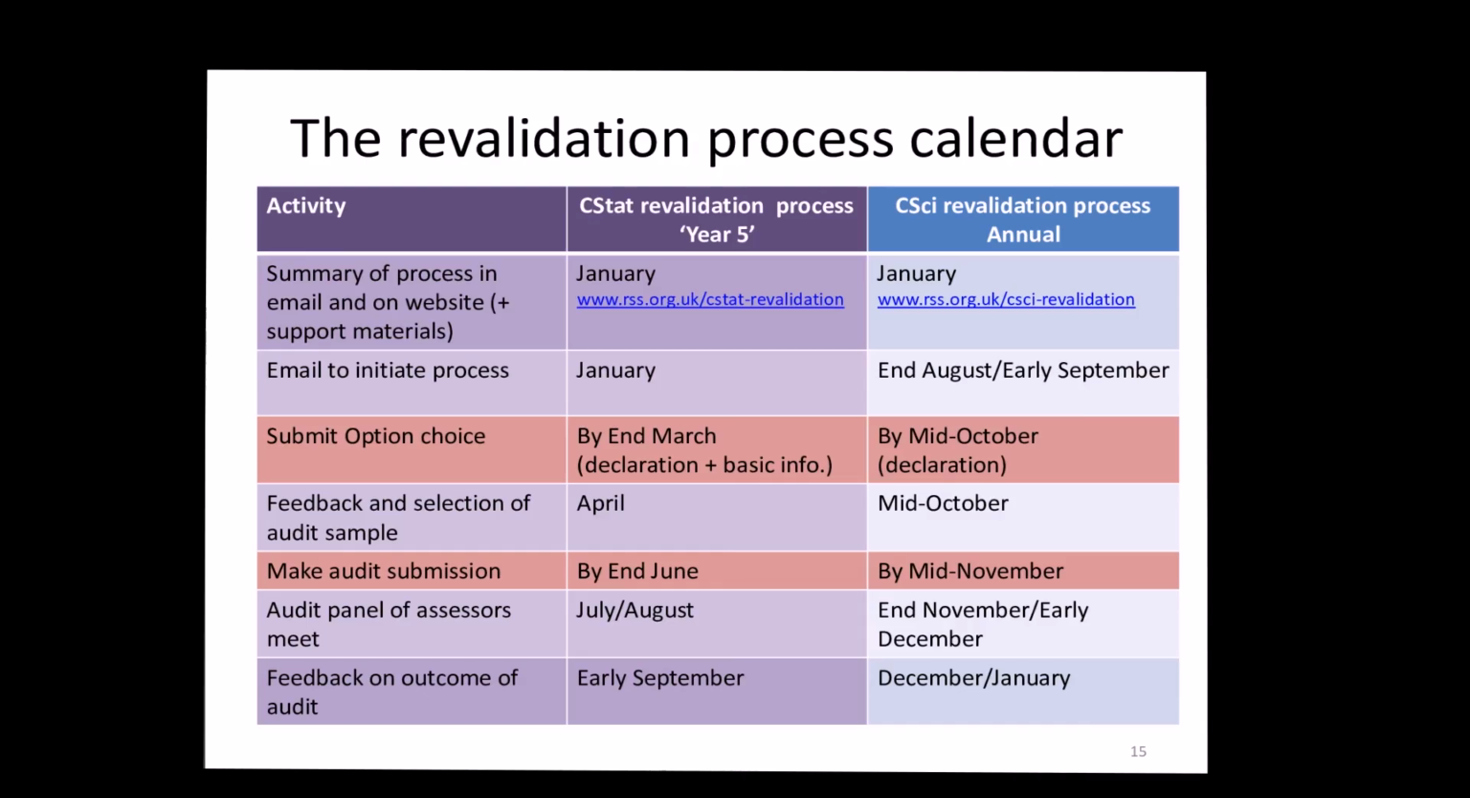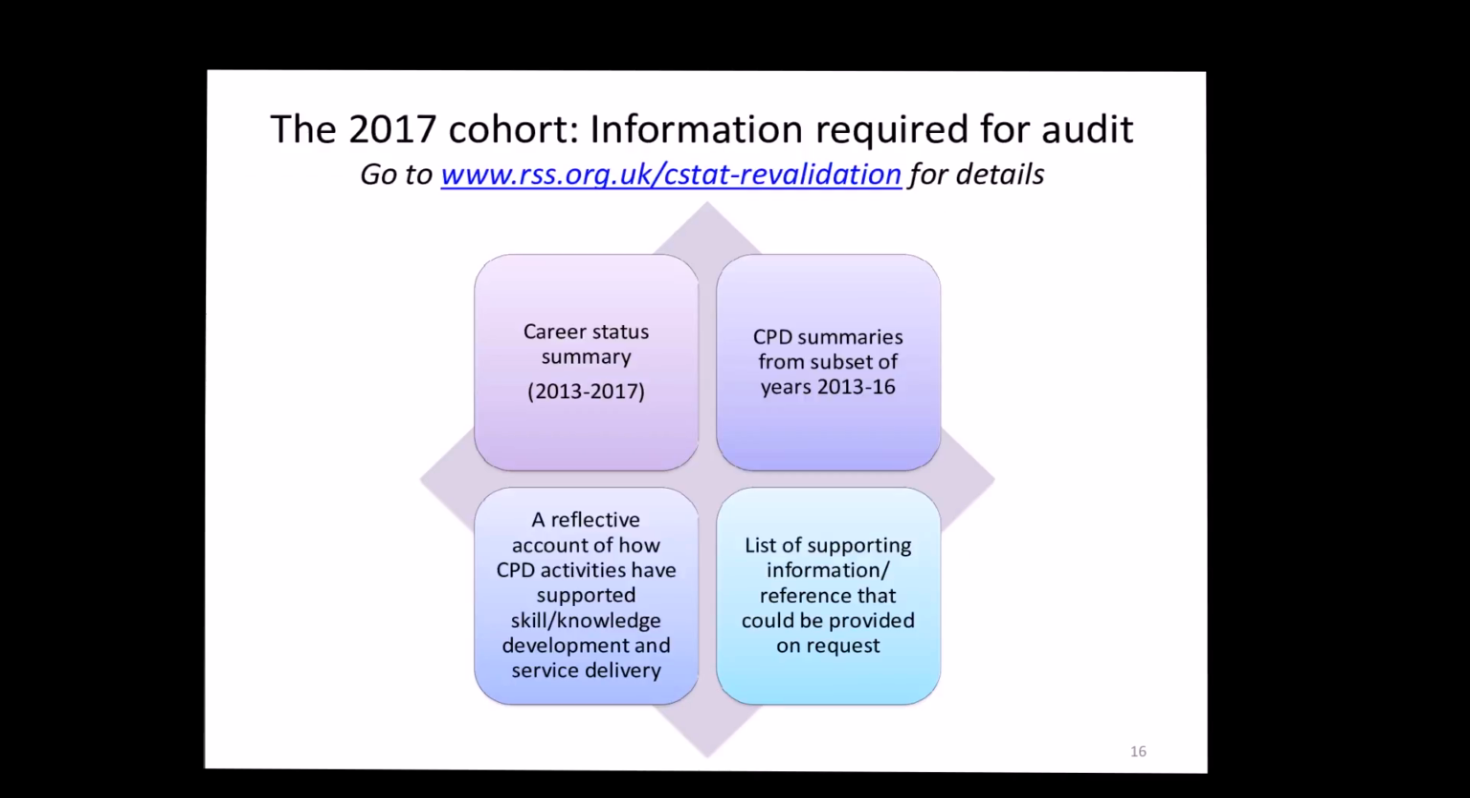So let's now look at the audit process. And that can be found on slide 16. So slide 16 indicates the information that is requested from those selected for audit. The aim here is to collect information from your CPD activities over the calendar years 2013 to 16, or a subset of these years. Now, I'll say a little bit more about that later. And to ensure that your program of CPD is in line with the expectation of the Society's CPD policy.